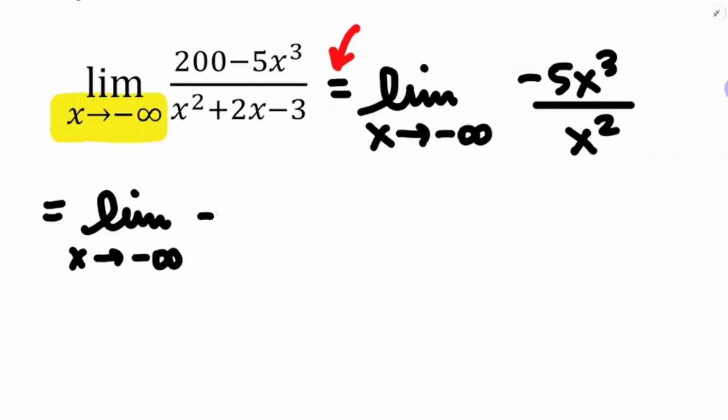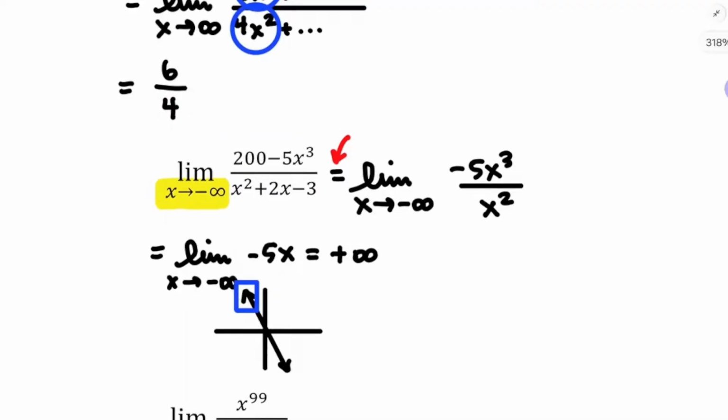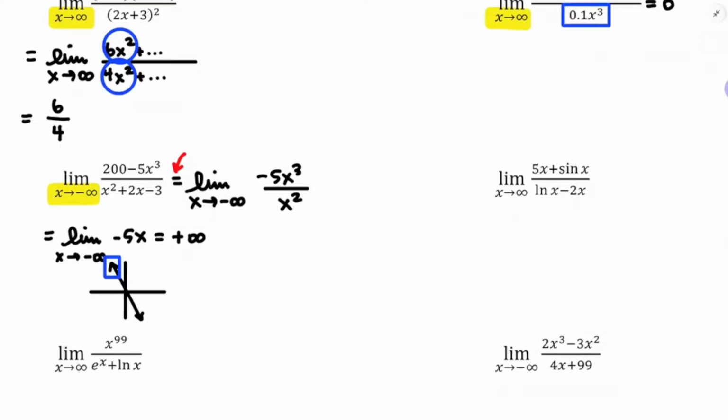So this is going to be the limit of negative 5x, and we know what negative 5x looks like. It's a line with negative slope. And so if I think about x approaching negative infinity, that's right here, that's going to be positive infinity. You probably didn't need to do that much analysis to figure that out if you were just thinking about what the graph looks like. But if you want to do that type of analysis, that will get you to the right answer.